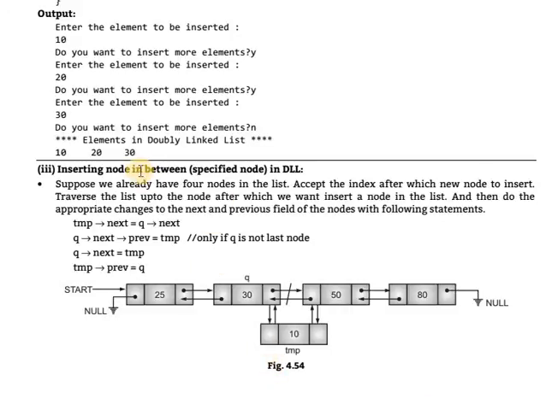Next point, inserting a node in between, at a specified node in a DLL, means at a specified location or specified position. Suppose we already have 4 nodes in the list. Accept the index after which the new node is to be inserted, traverse the list up to that node after which we want to insert a node in the list, and then do the appropriate changes to the next and previous fields of the node with the following statements.